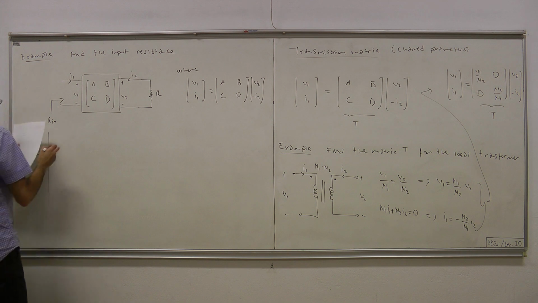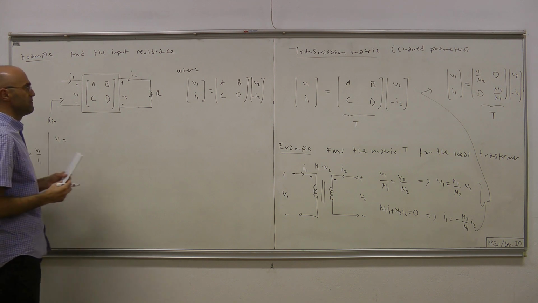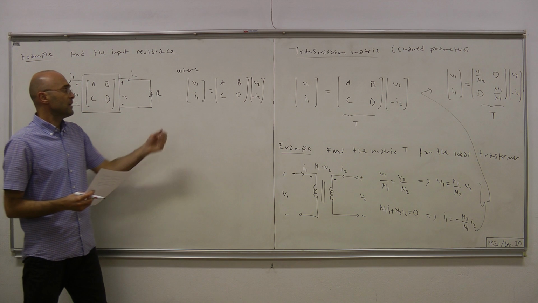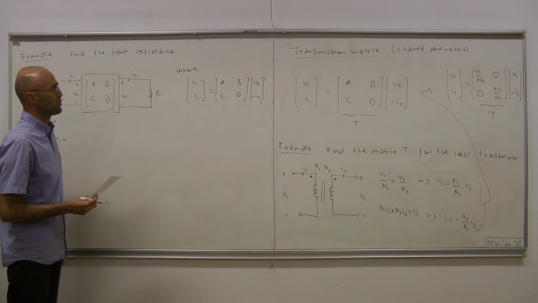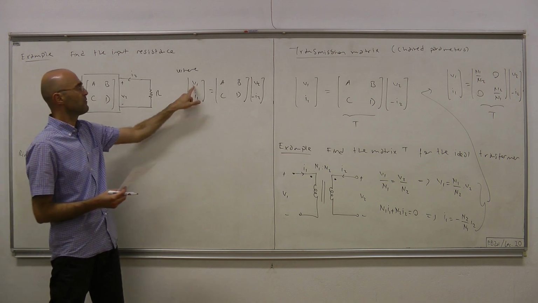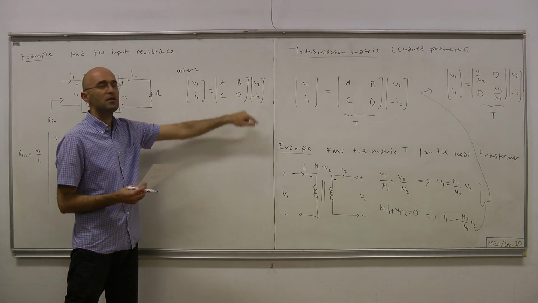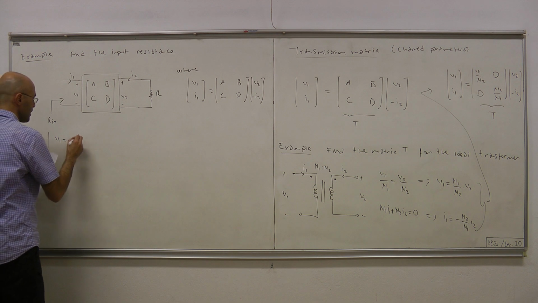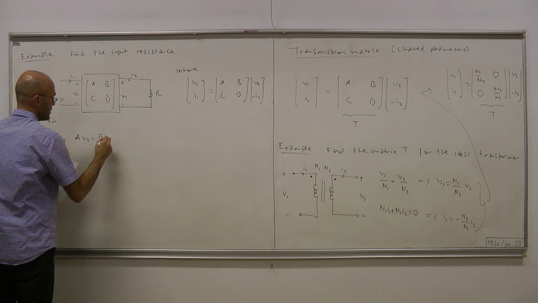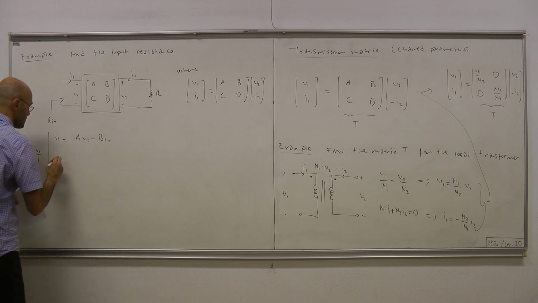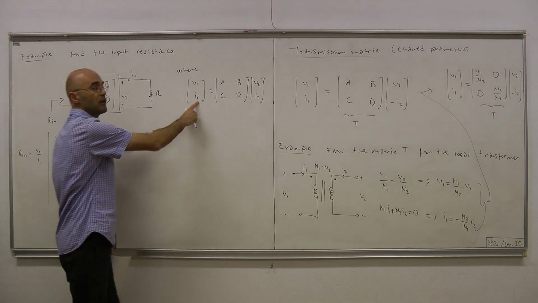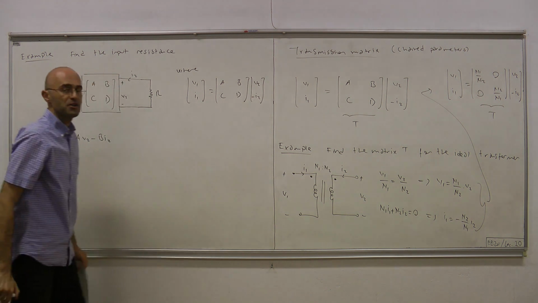So what we have is V1. Let's write V1 in terms of other things. For that, we look at the transmission matrix equation. So what's V1? V1 is A V2 minus B I2. Let's do the same thing for I1. I1 equals C V2 minus D I2.